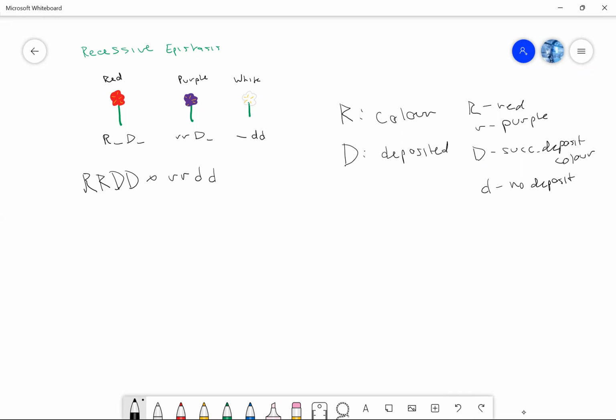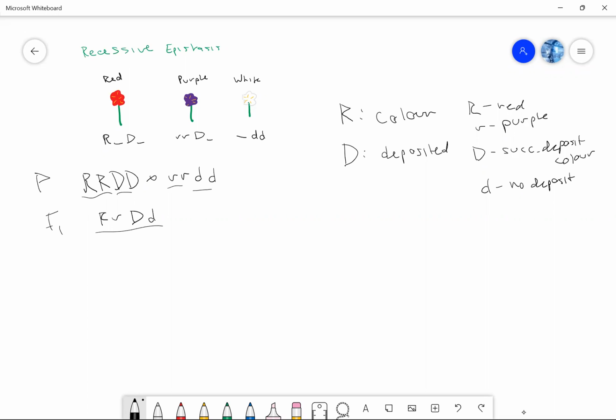So you cross these parents and you get what for your F1 generation? Well, obviously this individual can only give a capital R, only a capital D. This one only a lowercase r and only a lowercase d. So we have an R and a D capital, an R and a D lowercase. So all F1 individuals are going to have that genotype.